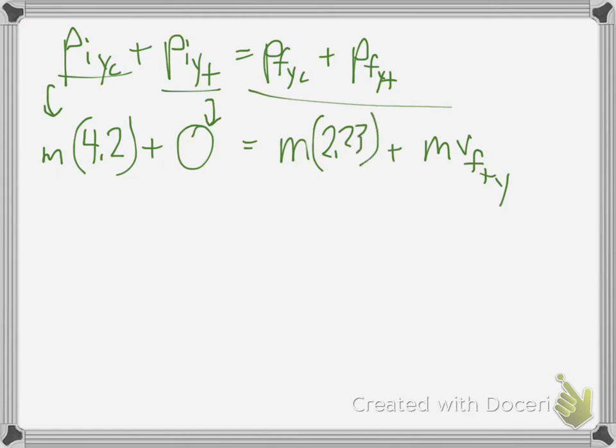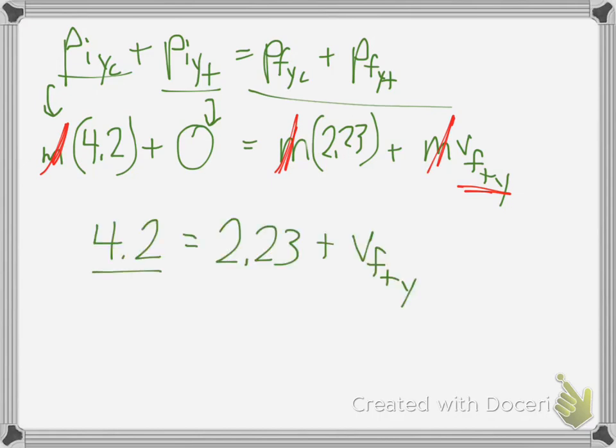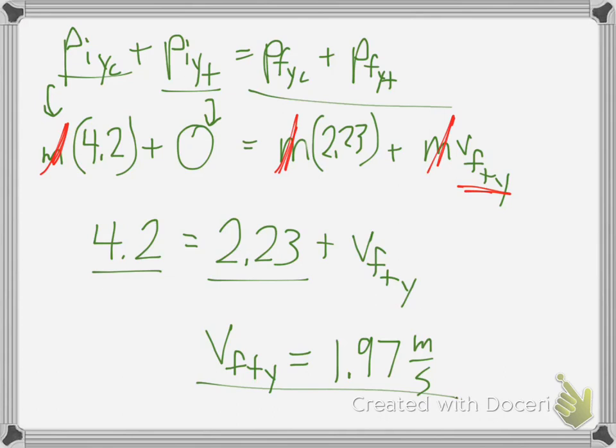And now all I've got to do is solve for the final y velocity of the target ball. The mass, once again, is going to cancel out of each and every term. When you divide one side of the equation by a value, you have to divide every term on that side of the equation by that value. And I'm left with 4.2 equals 2.23, both of which are positive because they're both pointing in the upward direction, at least the way that I have it drawn on my pool table. And I just need to solve for this one by subtracting 2.23. I ultimately end up with 1.97 meters per second for the y component of the target ball's motion.